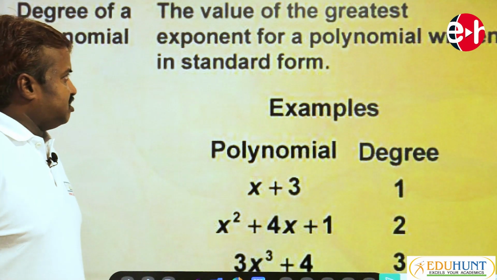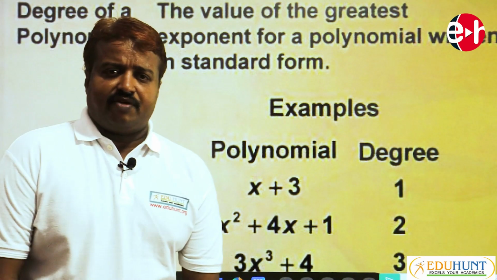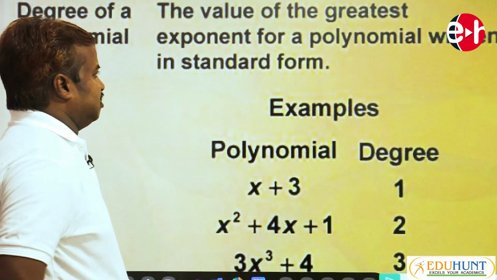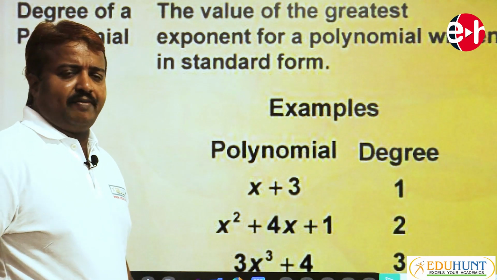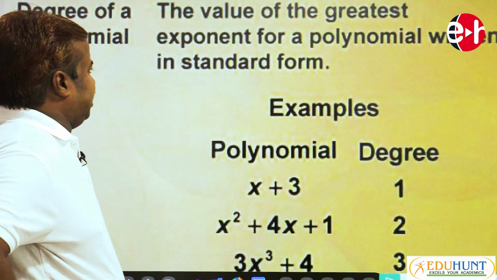Here you can see the examples of polynomial. What about the exponent, the degree? Degree of the polynomial. What does degree mean here? The degree means the value of the greatest polynomial exponent. The value of the greatest exponent of a polynomial is called its degree.